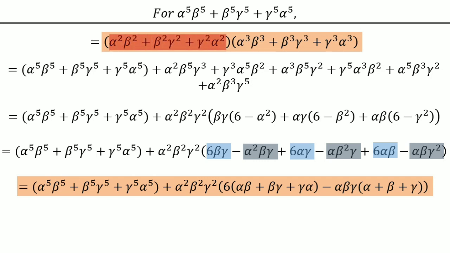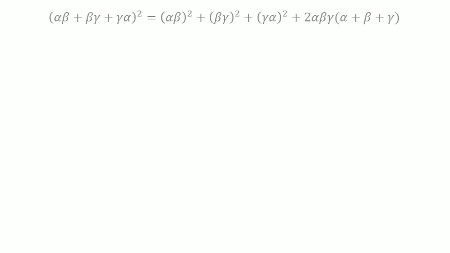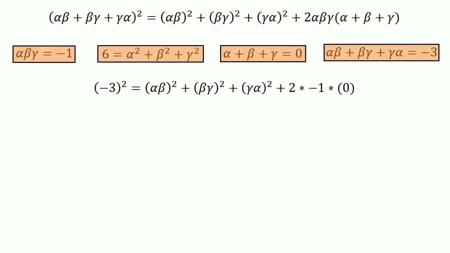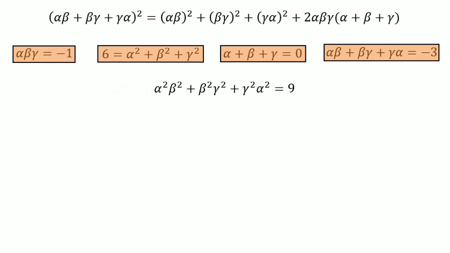Once we find the value of this and this, then we can easily find the value of the result which we are looking for. Now squaring both sides of alpha beta plus beta gamma plus gamma alpha, we have this. Now we have all this information given, so putting the values, finally we have (alpha beta + beta gamma + gamma alpha) whole square equal to 9, and this is also an important result.